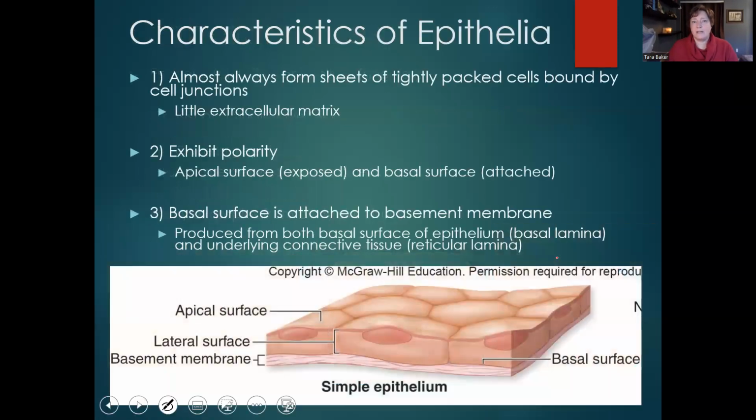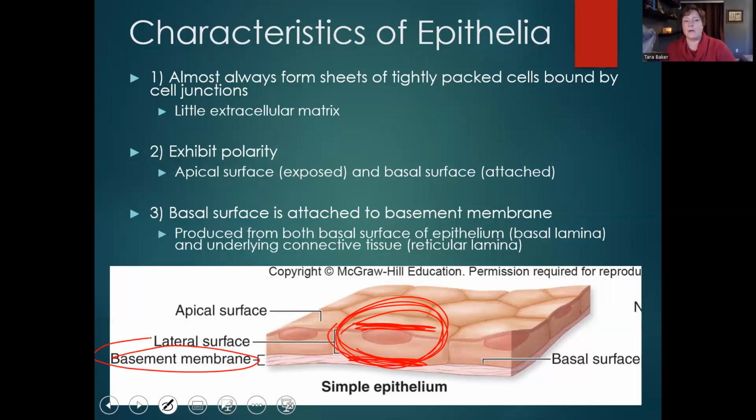Now, the characteristics of epithelia is that they form sheets of very tightly packed cells that are bound together by cell junctions. So they're glued together in tight junctions, okay? And they exhibit polarity, which means that there is a top and a bottom of the cell. So if we look at this cell right here in the center of your picture, there is a top surface that is open to the environment. And then there is a bottom surface that is attached to something called a basement membrane.